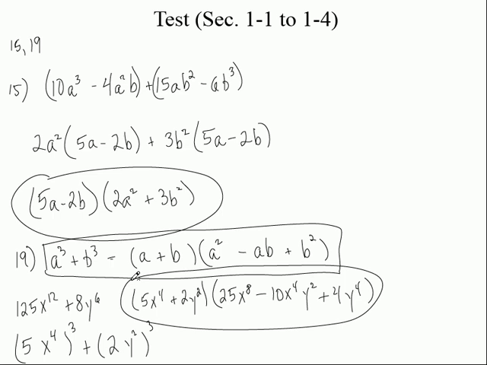The math wasn't hard at all. The hardest math was figuring out what's being cubed to give you 125x to the 12th, and what is being cubed to give you 8y to the 6th. That was the hardest math, I think, out of the whole thing. The rest was just plug and chug, wasn't it? Squaring something is not hard, and it's not hard to multiply two things together, right? So there you go. There's number 19.